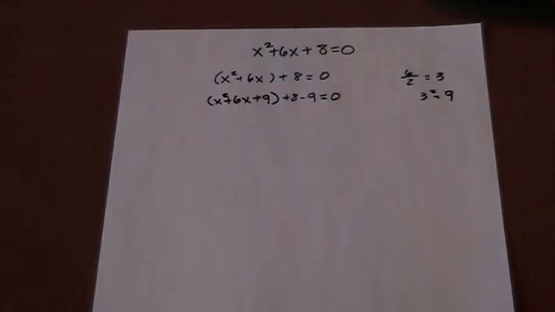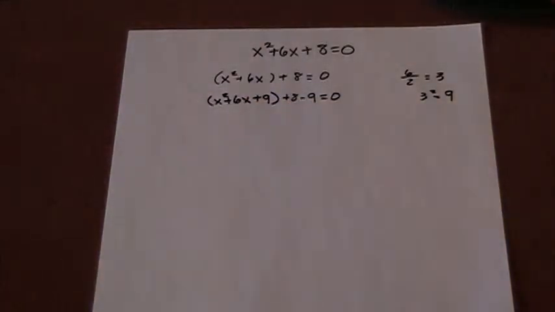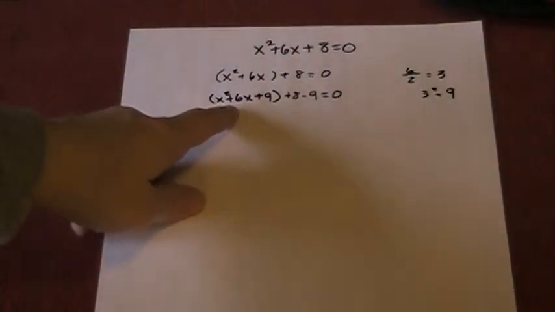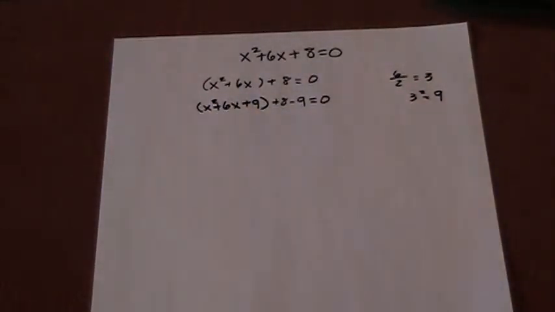And now what I'm going to do is two things in one step. I'm going to combine the 8 minus 9 because those are like terms and I can combine those together. But I'm also going to rewrite this trinomial that I just completed the square for as a binomial squared. So what that means is binomial means two terms. So it would be x plus or minus something in parentheses all squared.